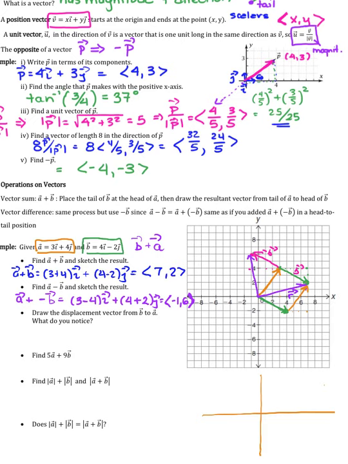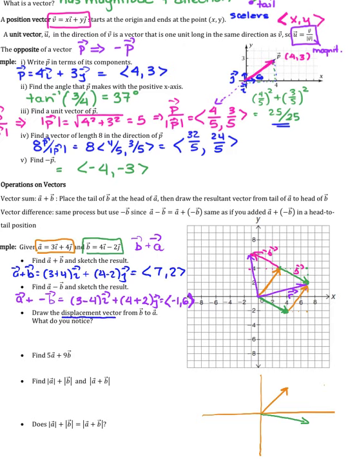So I had vector A, that was my vector 3, 4. I had vector B, which was going out 4, down 2, so it kind of came out like that. Those are position vectors, right? So now what I'm going to do is draw a displacement vector.